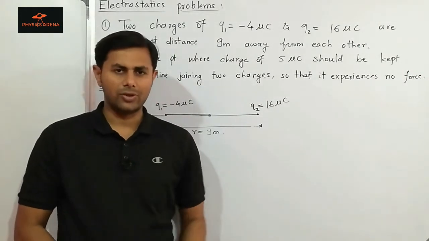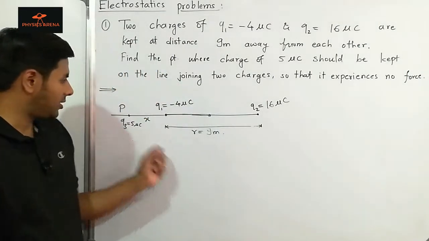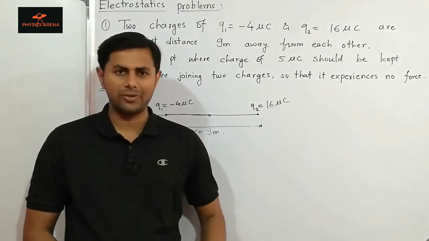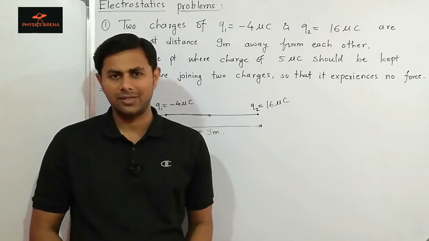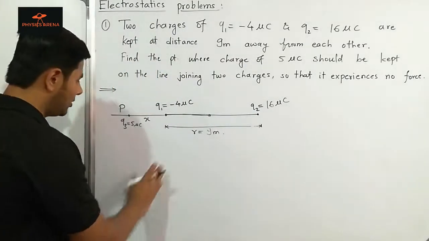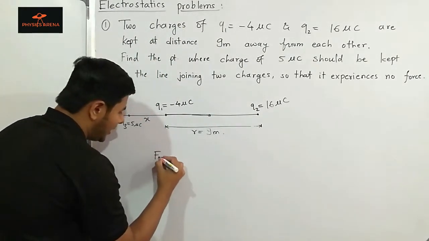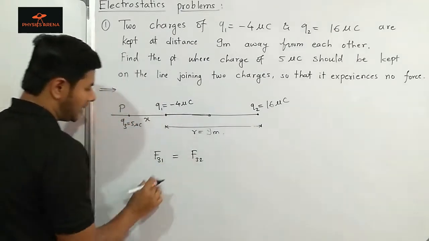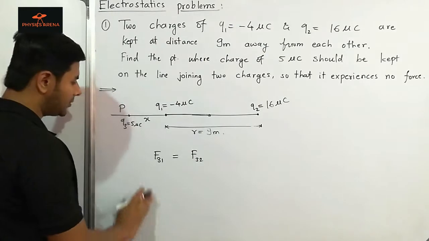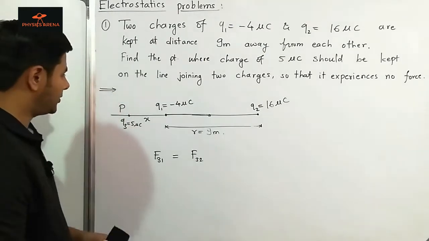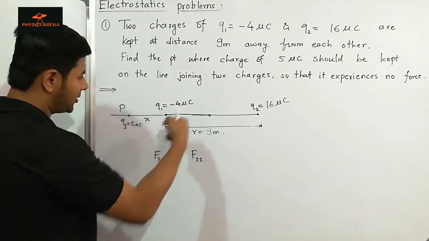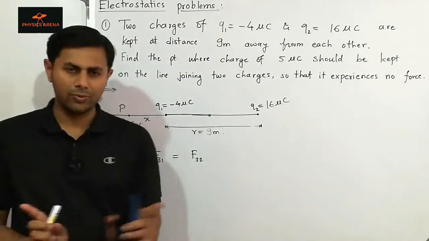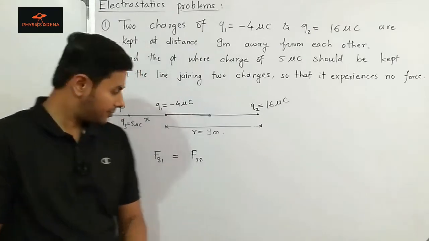Now since total force on Q3 is equal to 0, force due to Q1 and force due to Q2 should be equal. So I can write F31 should be equal to F32, and this is the magnitude of the force. Directions are opposite. This charge will pull it, it will attract it, and that one will repel it. So two forces get cancelled out.